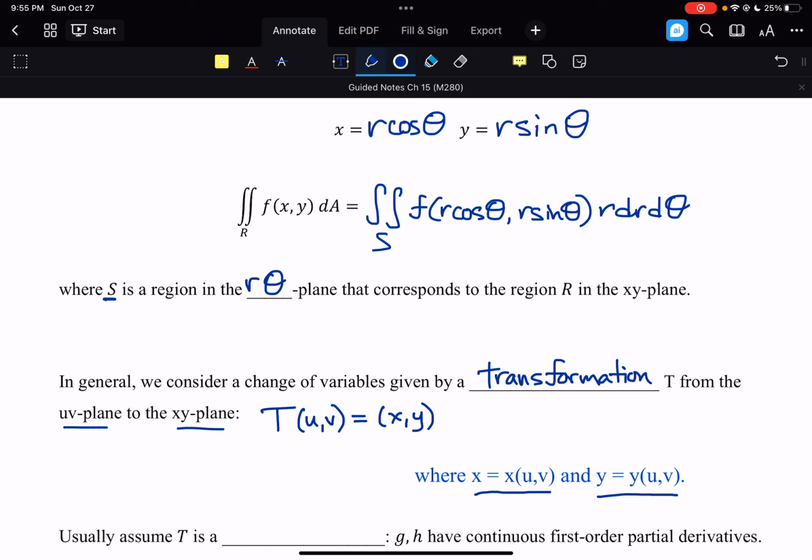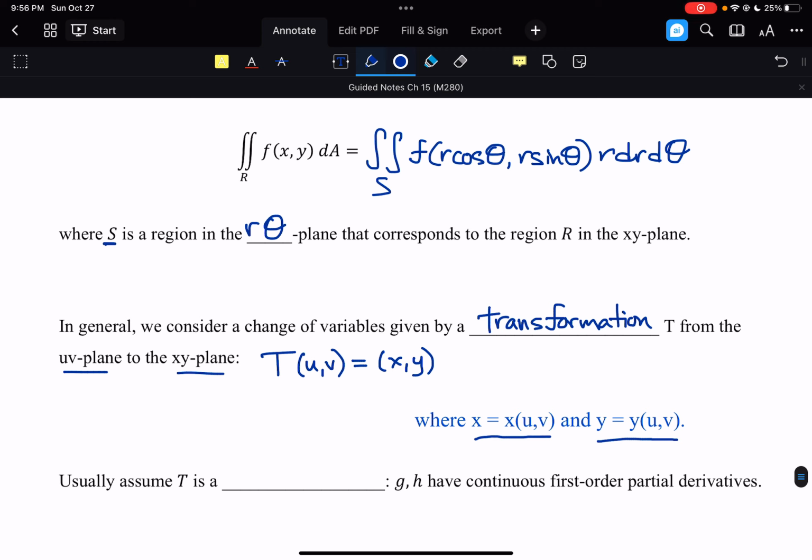So the transformation is basically the mechanism that we use to move between the different types of variables. So if we have variables u and v, we want to convert them into x's and y's. We use the transformation T. Okay, it'll define some rule or some relationship between them. Okay, and this is where x and y are both written in terms of u and v.